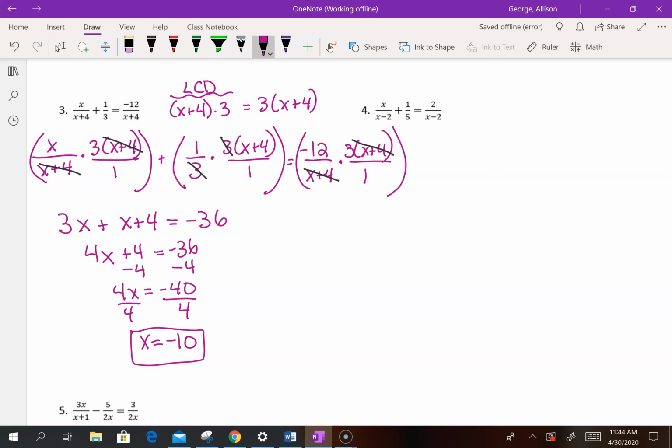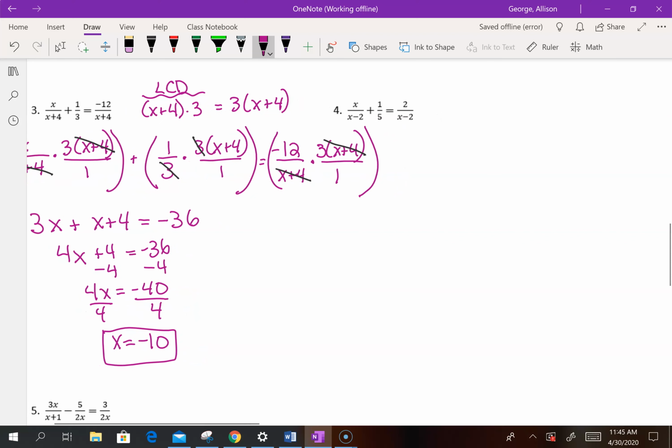Alright, I want to double check my denominators. So if I plug in negative 10 for x, I would get negative 10 plus 4, which is negative 6, which is fine. It's not 0, so we're good to go. Alright, so let's take a look at number 4. I wrote a little big there, sorry.